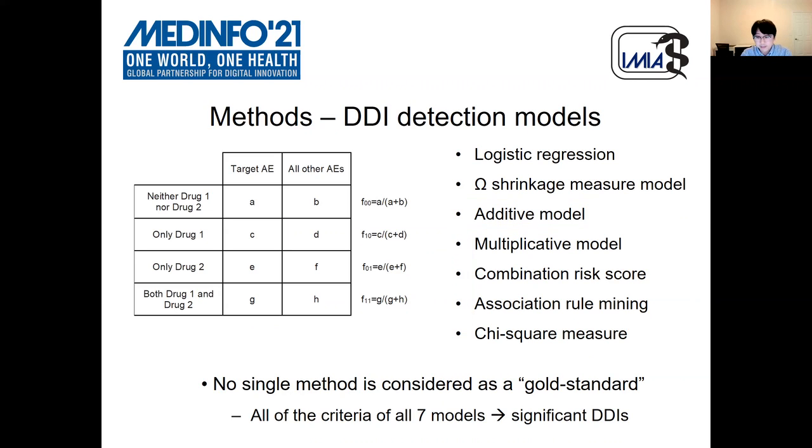Since no single method is considered a gold standard, in our study, DDIs which meet all the criteria of all 7 models were considered significant.